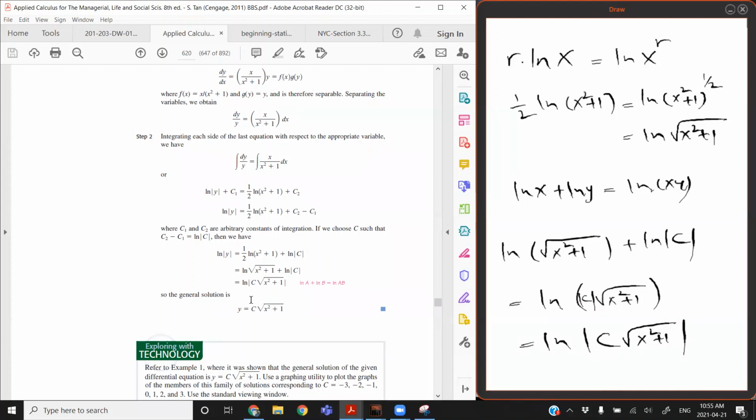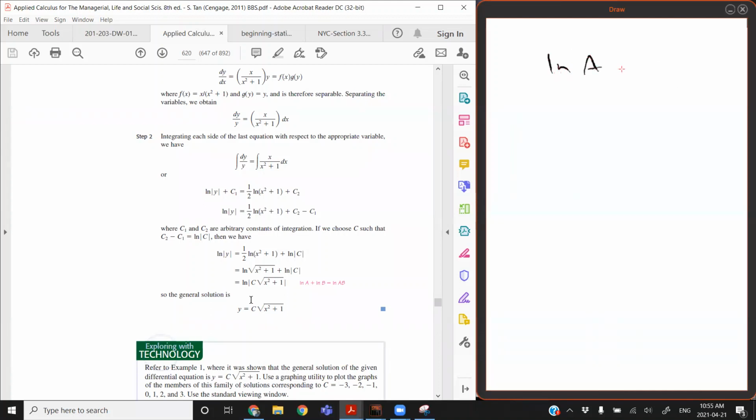And again, if you have ln of a equals ln of b, that simply means that a is equal to b. So get rid of those ln's. This is what we did here. We had ln of absolute value of y is equal to ln of absolute value of this expression here. So ln's are gone. You get y equals c root x squared plus 1.